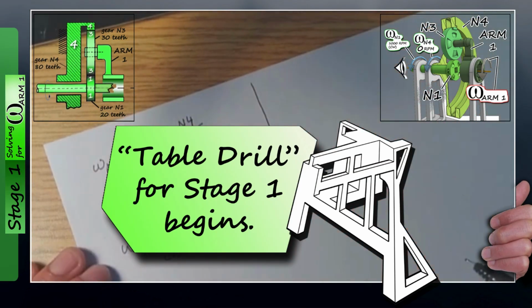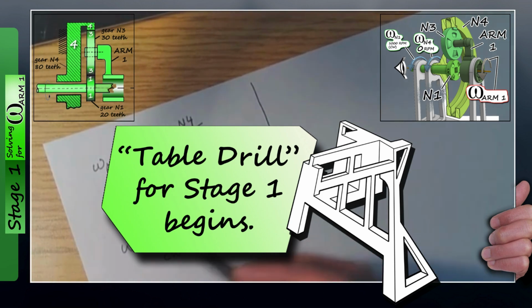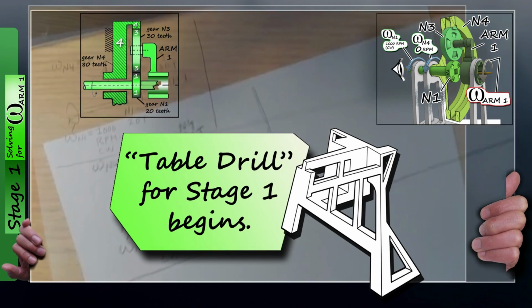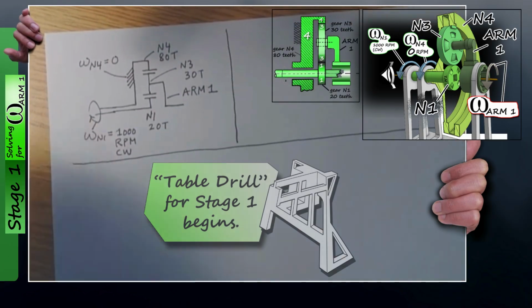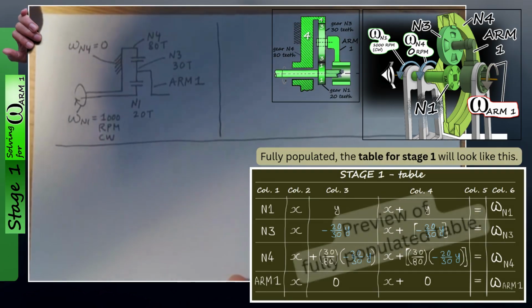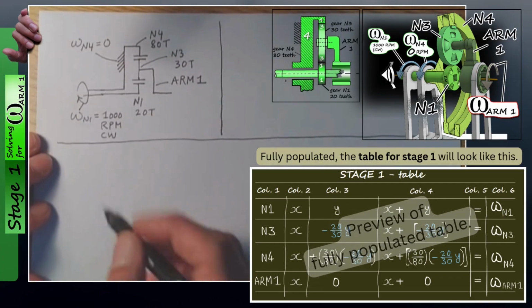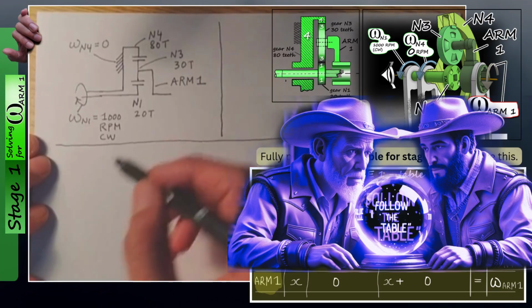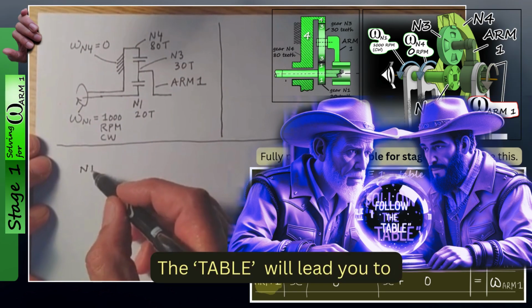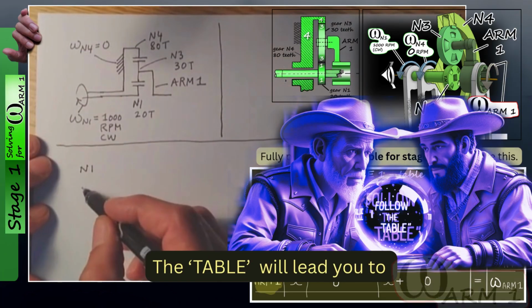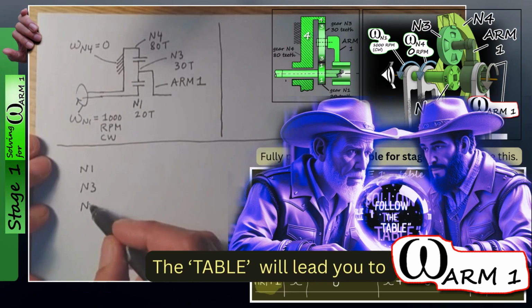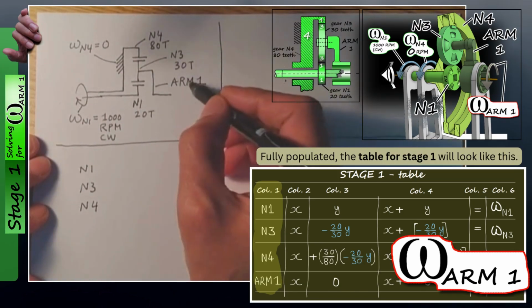Next step, we construct a table. Okay, first column, just simply list all the gears. So we have N1, then we have N3, next we have N4, and finally we have ARM1.